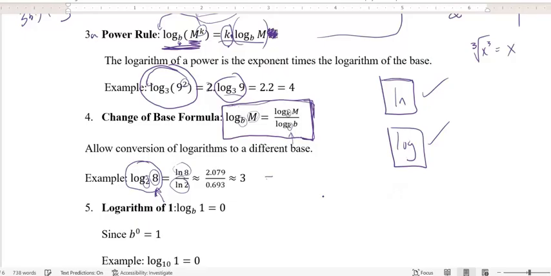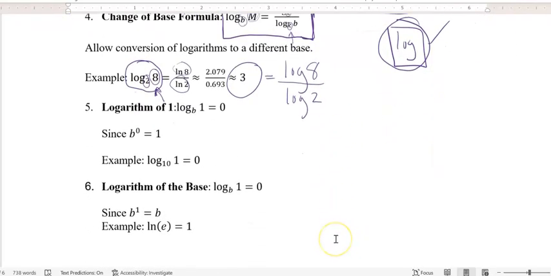Which, by the way, this has to work with this other log too. Any base is what I'm saying for the change of base. So you can check this one, plug this into your calculator, common log of 8 over the common log of 2, and you should also get something really close to 3. Okay. Couple more properties. See if this one makes sense right here.